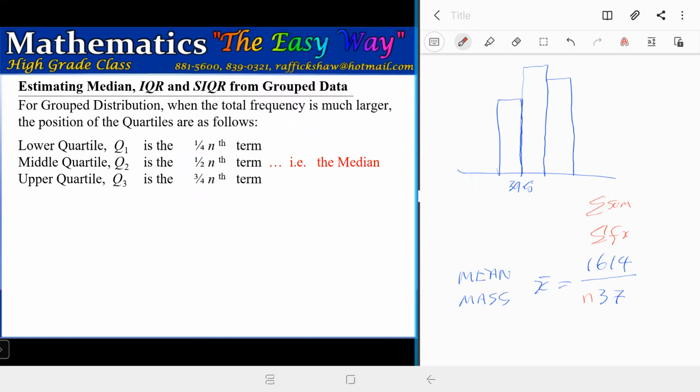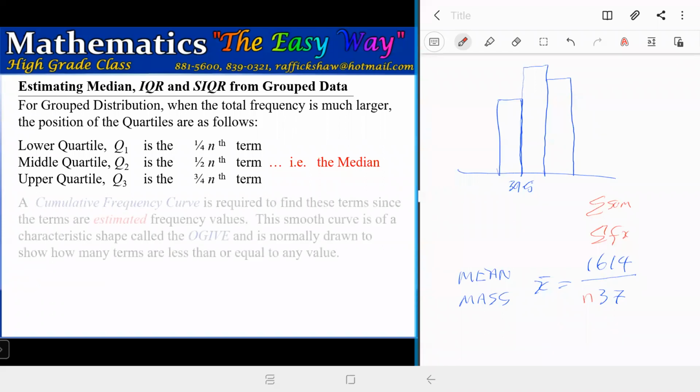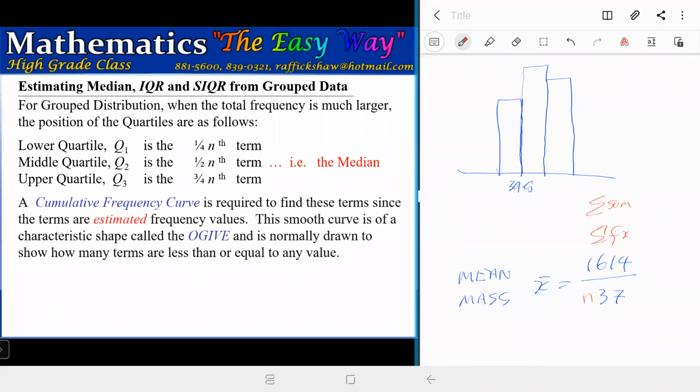All right? So the question is now, how do we find these terms when the data is grouped? We don't know the actual measurements of the values in the table. How do we get it when the data is grouped? We have to do a cumulative frequency curve. So simply enough, if you want to find the median, interquartile range, and semi-interquartile range from grouped data, you have to draw a cumulative frequency curve.